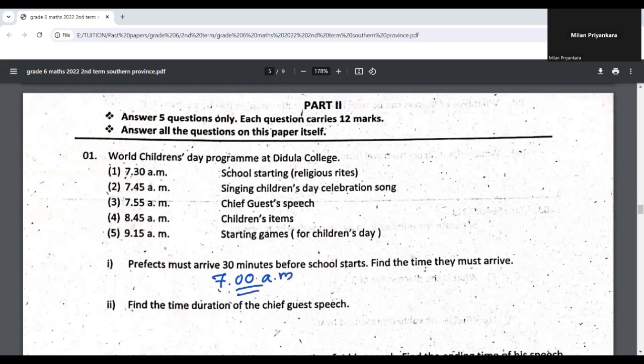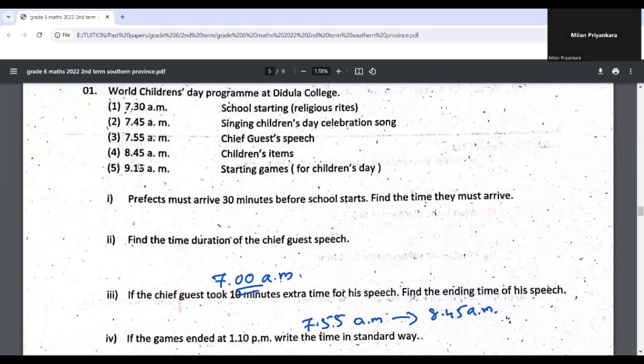Now find the time duration of the chief guest speech. The chief guest speech starts at 7:55 a.m. and it is supposed to end at 8:45 a.m. So let's subtract the time here so that we can find the answer. I guess you understand, so let's do this calculation.